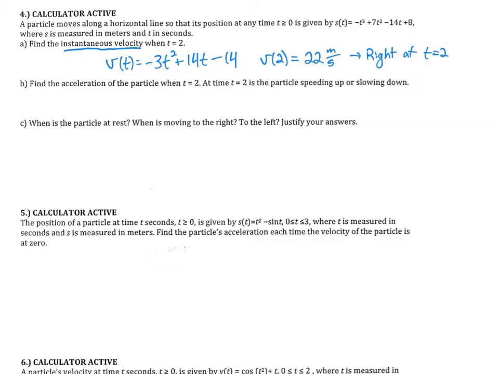Okay, so for the next one, we're going to find the acceleration of the particle. So I'm going to want to go one level lower and find the acceleration function by taking the derivative of velocity. So we're going to end up with negative 6t plus 14. And then if I find the acceleration at time 2, we end up with negative 12 plus 14, which is 2 meters per second squared.